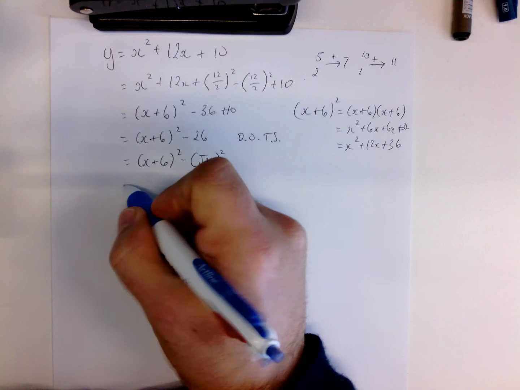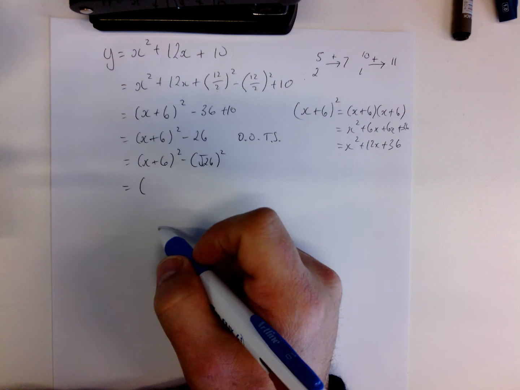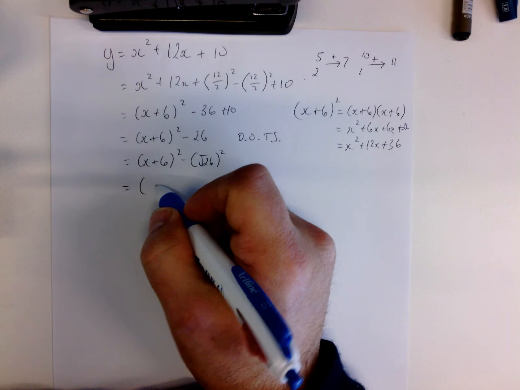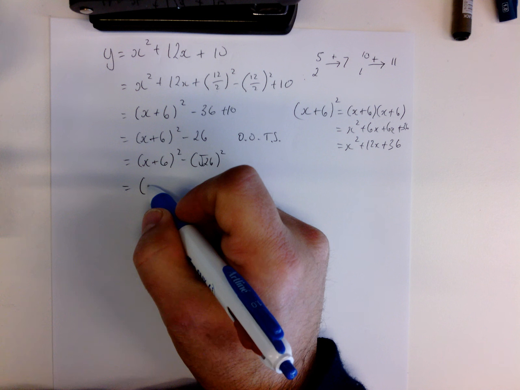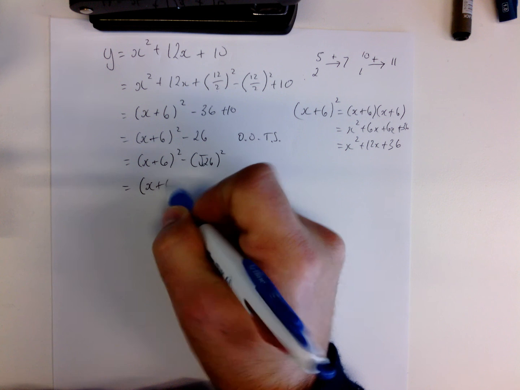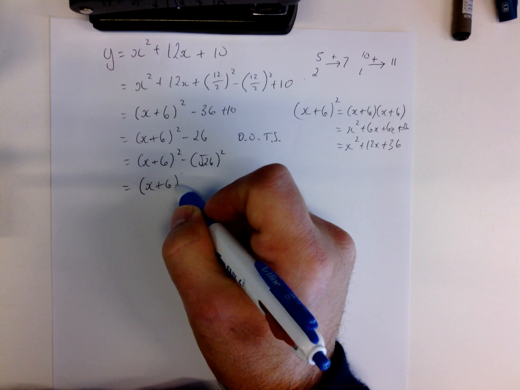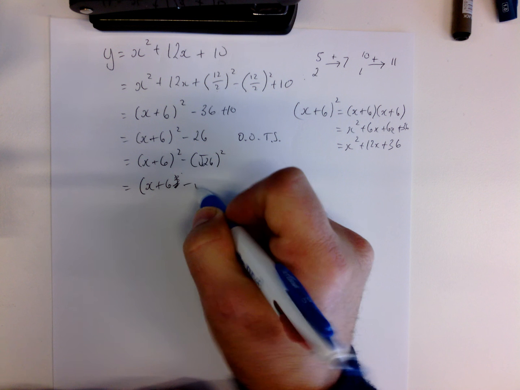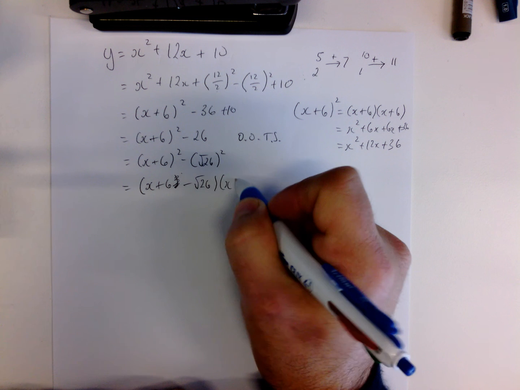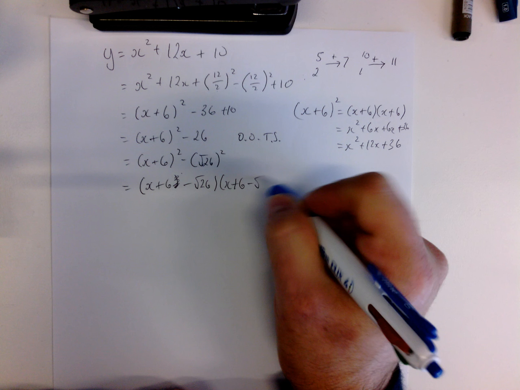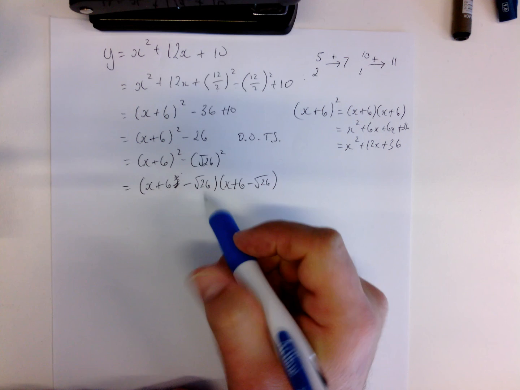which can be factorised, can then be expanded even further, to give you x plus 6 take away root 26, x plus 6 minus root 26. And they are the factors.